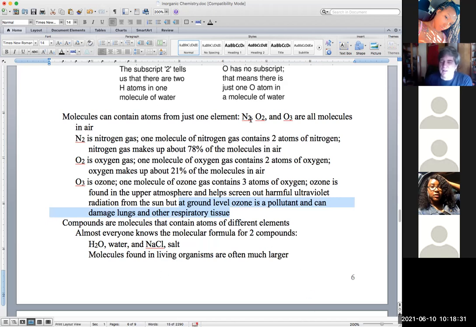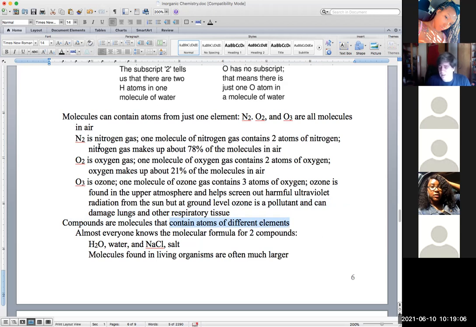Now, as long as we have at least two atoms together, like N2 or O2 or H2O, the example that we looked at a moment ago, this is a molecule. But there's one special type of molecule called a compound. If we have a compound, we have to have atoms from at least two different elements. So notice N2 is a molecule, but it's not a compound. O2 is a molecule, but it's not a compound. O3 is a molecule, but it's not a compound.